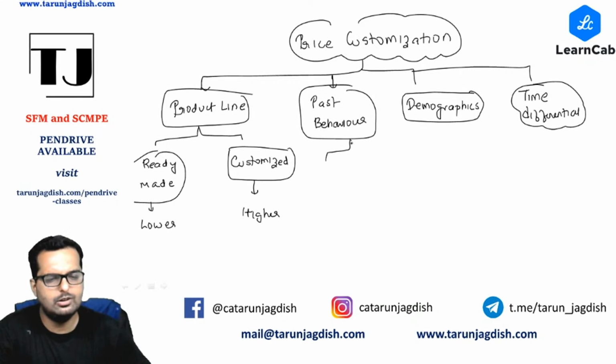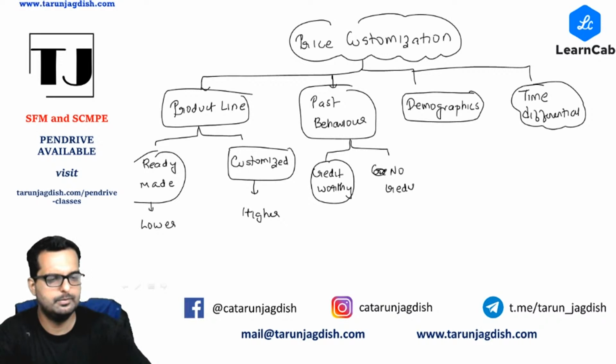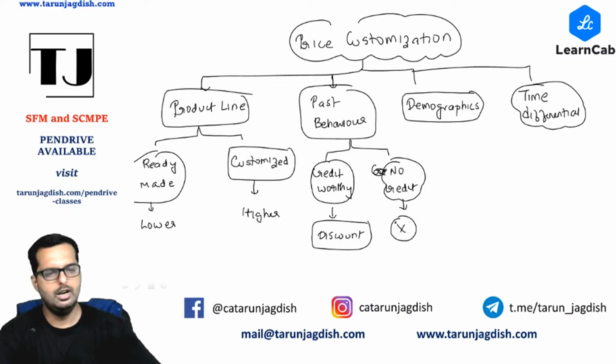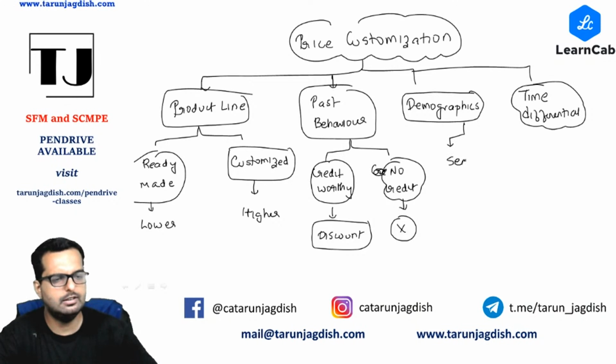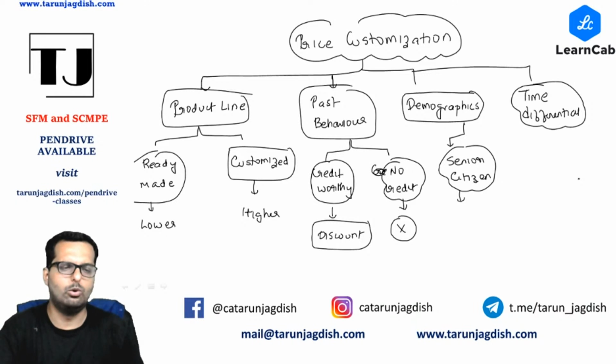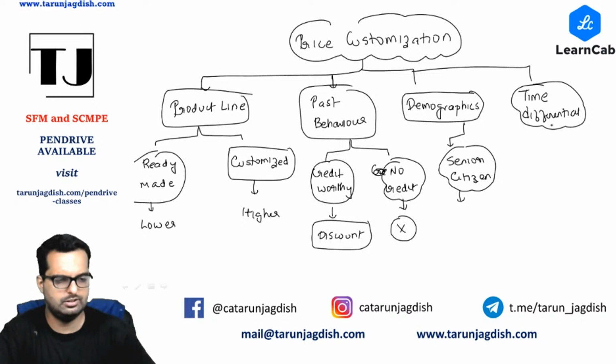Past behavior can be categorized into 2 parts. A credit-worthy customer, in the past, he has made the payment promptly. And no credit worthiness. If he is a credit-worthy person, you would not have a problem giving him a discount. If he is having no credit worthiness, then you don't prefer giving him a discount. Demographic, for example, senior citizen, once they buy a railway ticket, they end up paying less money. Whereas a person who is not a senior citizen would end up paying more. That is the logic of price customization.